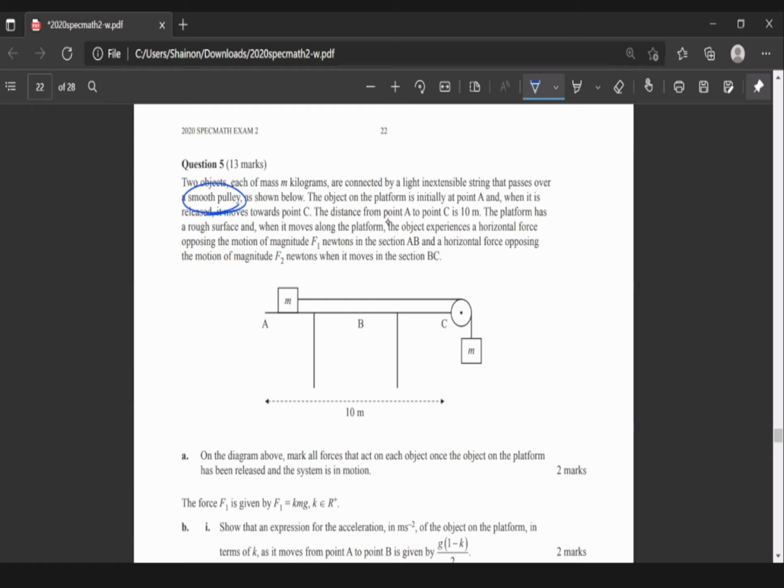But there's going to be friction F1, an opposing force. So the object is experiencing a horizontal force opposing, so F1. On the diagram, mark all the forces. So it's going to be mg, there's going to be tension here, there's going to be mg on this one, there's going to be a force going this way, tension here, and there's going to be the normal force, Fn.